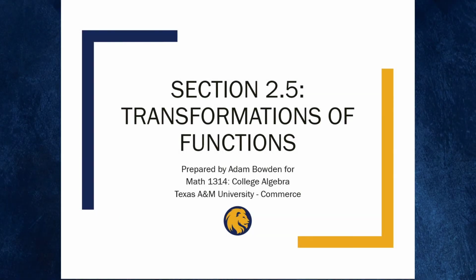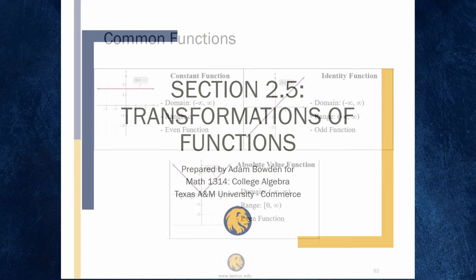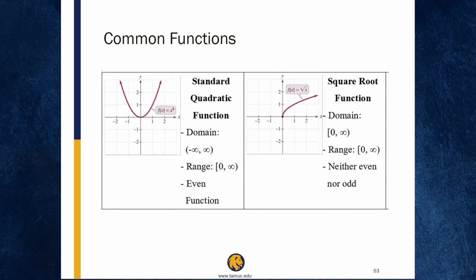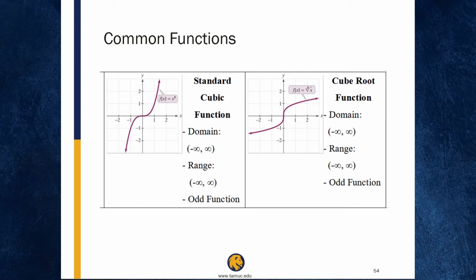Section 2.5 goes over the transformations in the graphs of functions. To start, here are a few common functions we're going to be looking at transformations for. The constant function, the identity function, the absolute value function, the standard quadratic function f of x equals x squared, the square root function, the standard cubic function f of x equals x cubed, and the cube root function f of x equals cube root of x.